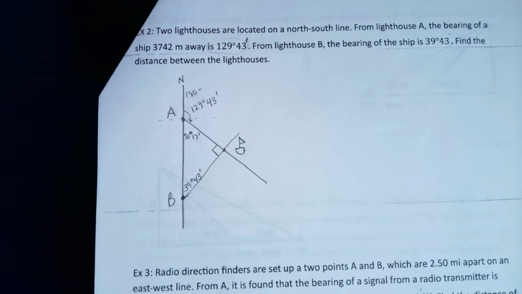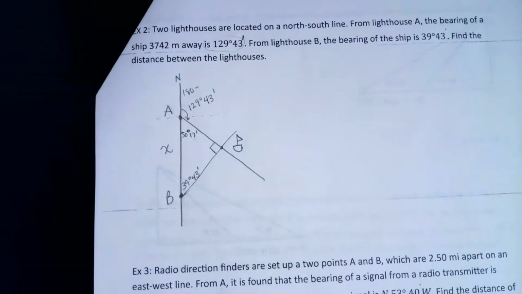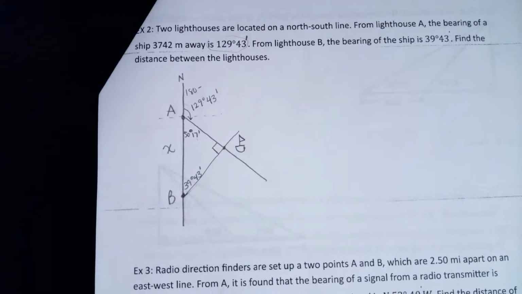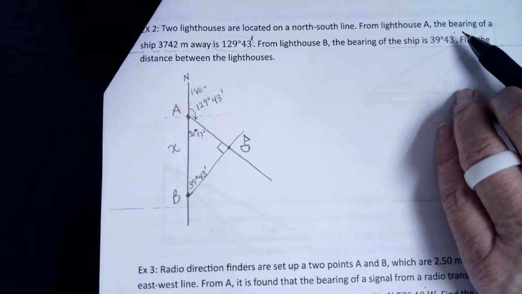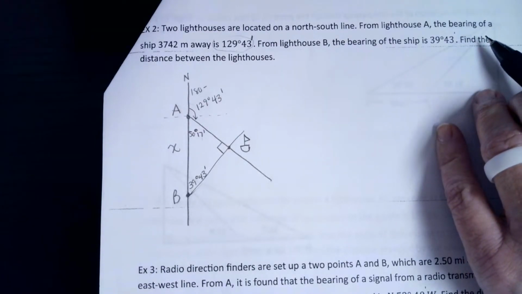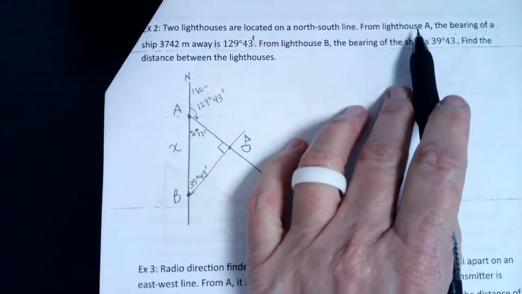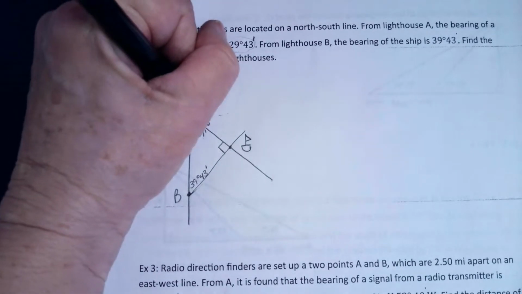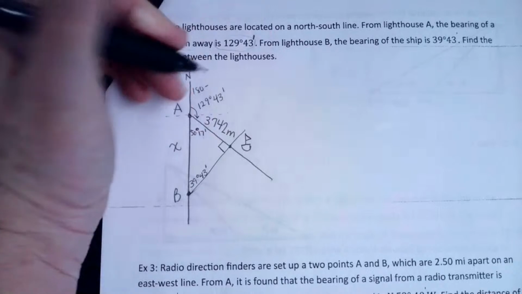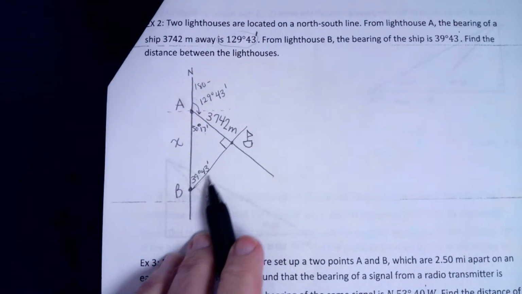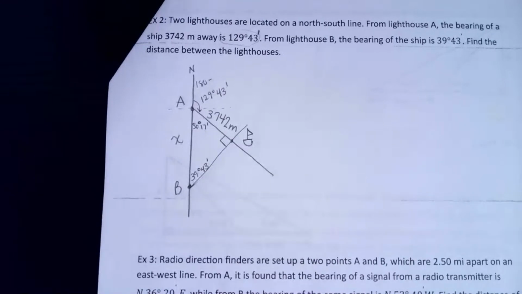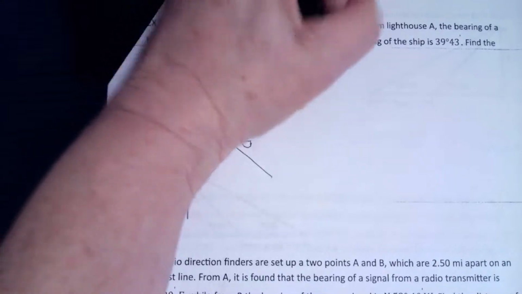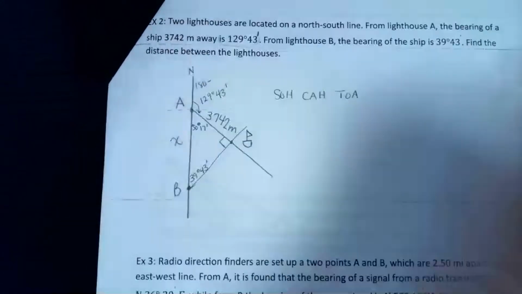Find the distance between the lighthouses. Okay, so we can call this guy X. How am I going to find that distance? I don't have any side lengths. I do. I was lying. You were supposed to say, no, Miss Stewart, we know these things. Okay. We know from Lighthouse A, the ship is 3,742 meters away. So we can't use the Pythagorean theorem. We'll get the law of sines going, and that will be where we start tomorrow.